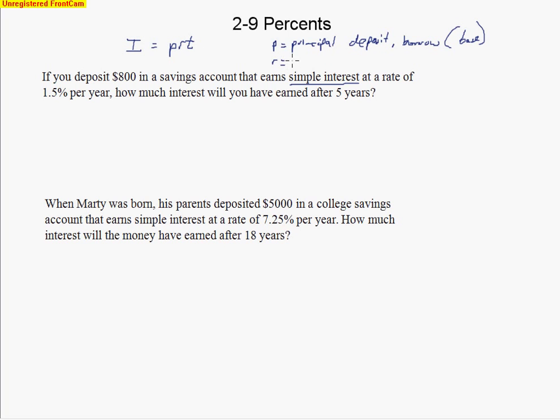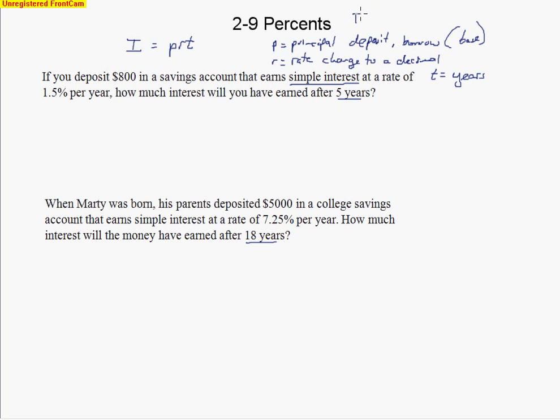R represents the rate, and we have to change this to a decimal. So change to a decimal. And then the other one is T. T is in years. It has to be in years. And I don't see, these two problems are already in years. 5 years, 18 years. So they're already in years. But sometimes they'll give you months. And if they were months, then you have to change it to years.